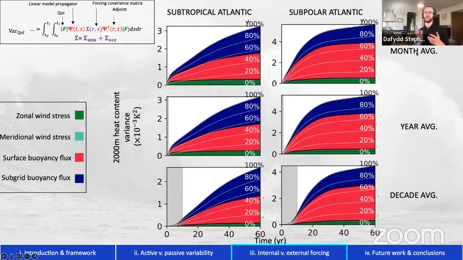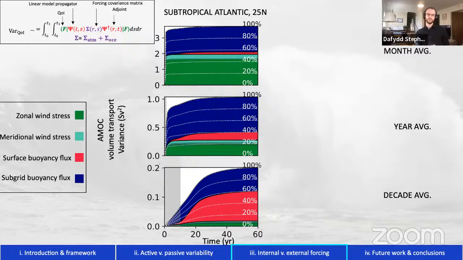However, if we change our focus from heat content to a metric of the Atlantic meridional overturning circulation, the picture changes quite drastically. So this is now the volume transport at 25 north in the subtropical Atlantic. This is roughly the location of the RAPID array, which is where we've been continuously monitoring these volume transports since 2004. And what we can see here is that on monthly timescales, the variability saturates quite rapidly and is predominantly wind forced, with a pretty substantial contribution from mesoscale eddies, but almost nothing from the surface buoyancy forcing.